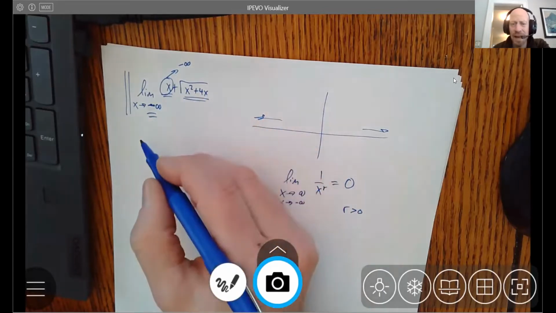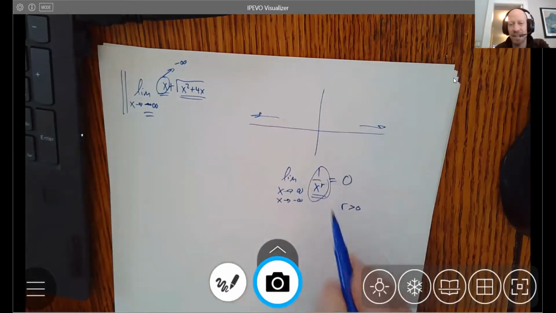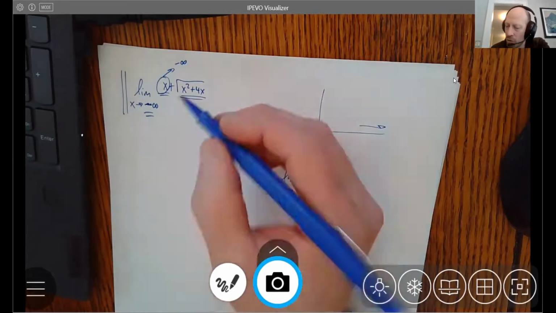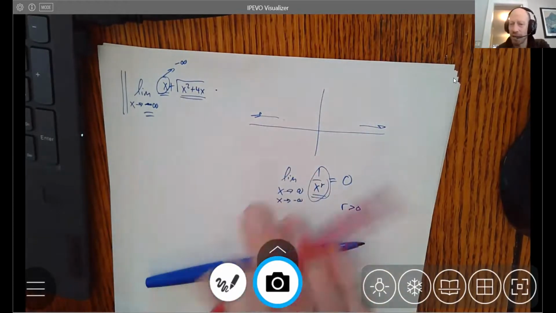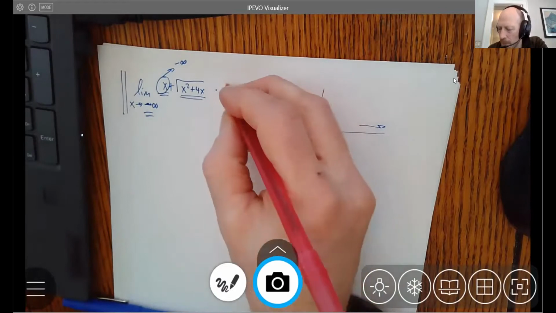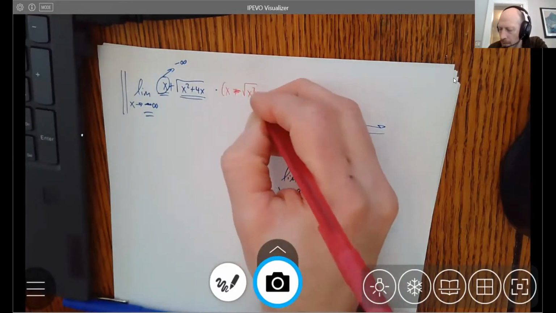So I need to do a little bit of work, and what I'd like to do is get some things that look like this, because these limits I know do exist, and then I can start to add or subtract them together. So the strategy or the trick here is that I'm going to multiply top and bottom by the conjugate.